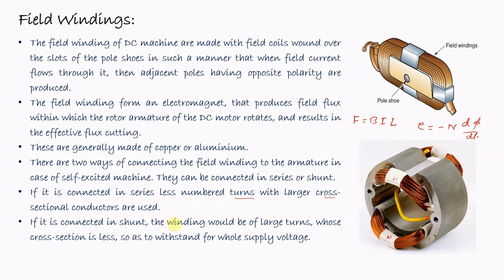And in case of shunt, when we connect the field winding in parallel with the armature, the total terminal voltage is supplied across the field winding. Therefore, the field winding resistance should be very high to reduce the current flowing through the field winding.